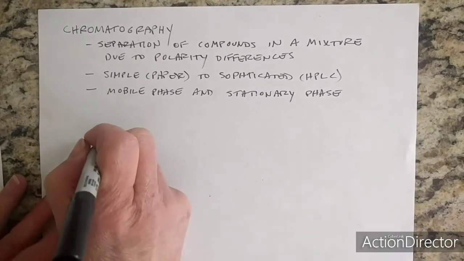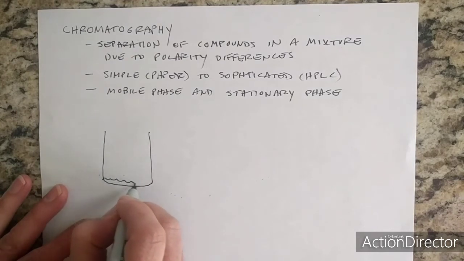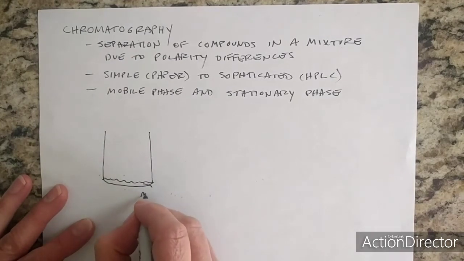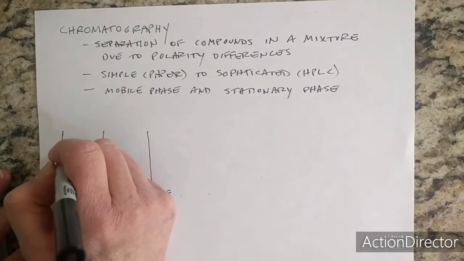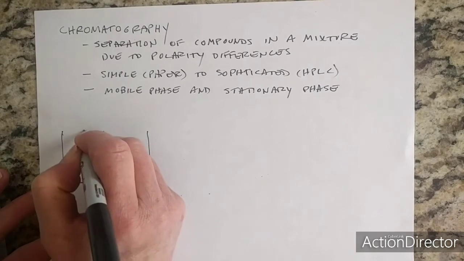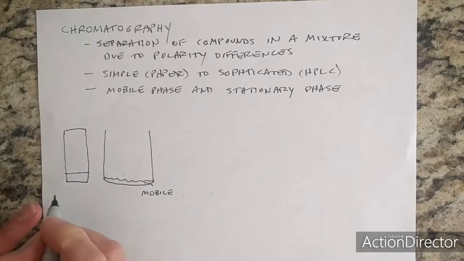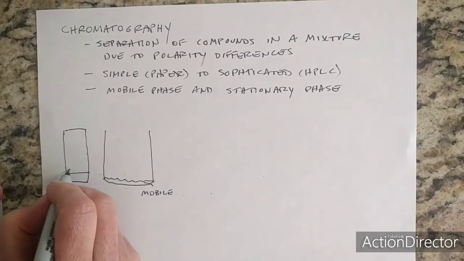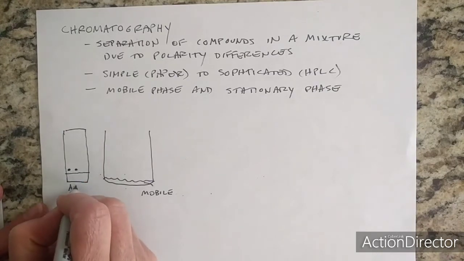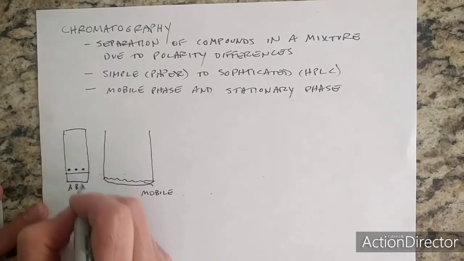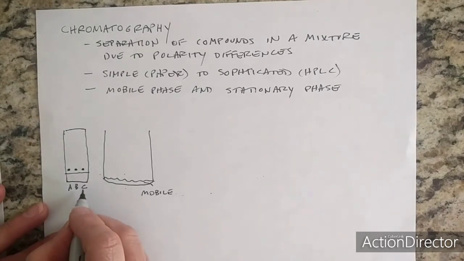Okay, so for paper chromatography, we could have a beaker, and in the bottom we have our mobile phase. And then we get a strip of chromatography paper. And then we put our samples, little tiny spots, on our paper. So here, this will be sample A. We put sample B and maybe sample C. So A and B are compounds, we know what they are, and C, we don't know what they are.